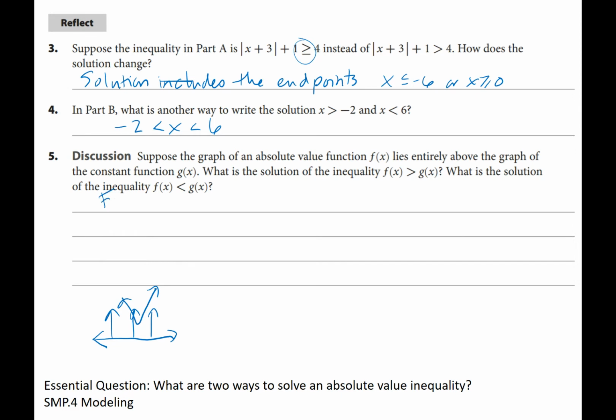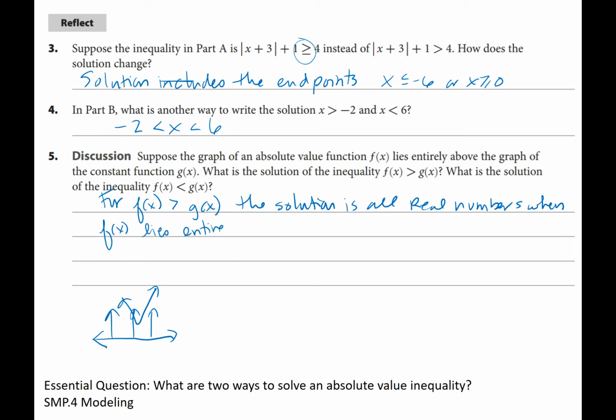So for f of x greater than g of x, the solution is all real numbers when f of x lies completely, or entirely, above g of x.